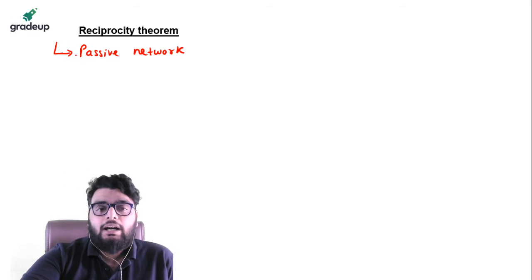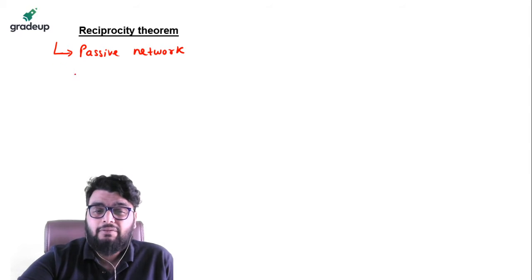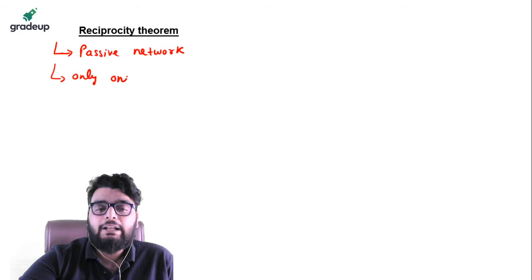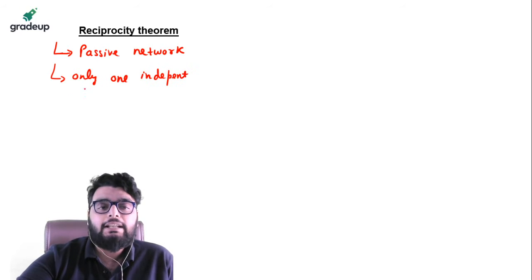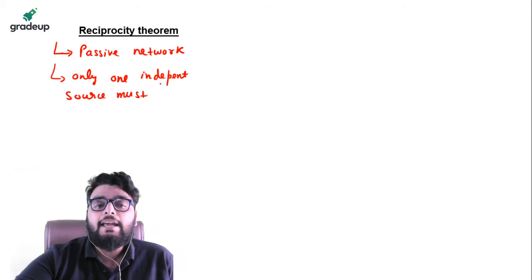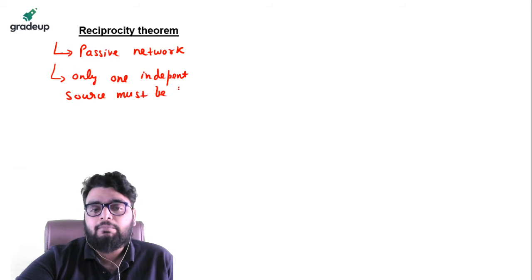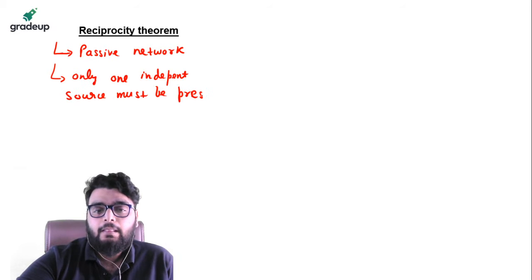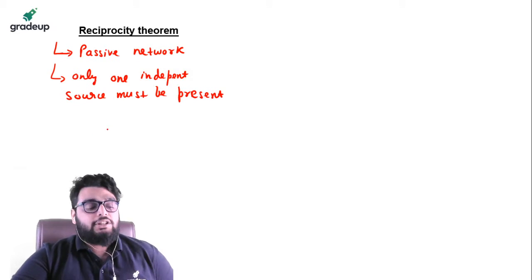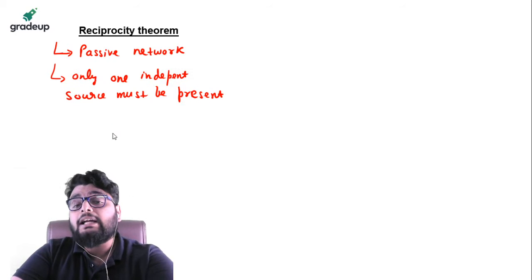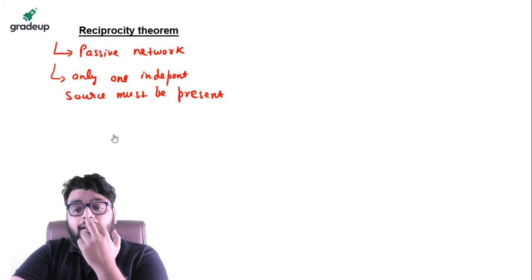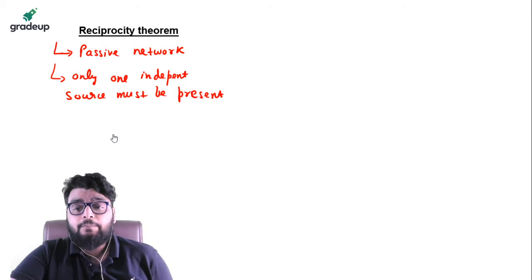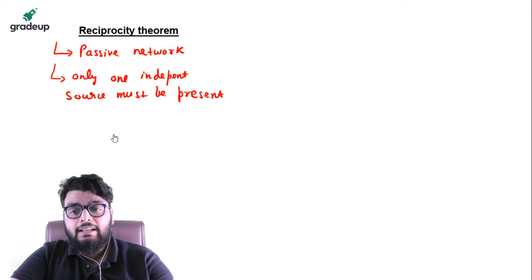So first of all, the network must be passive. Next, only one independent source must be present. If these two conditions are satisfied, then only you can apply the reciprocity theorem. Okay, got this point? Yes.